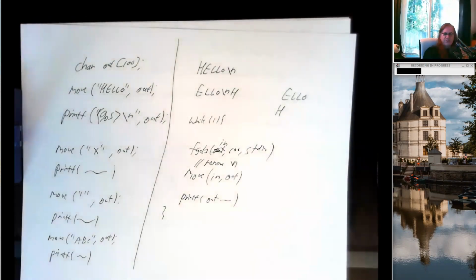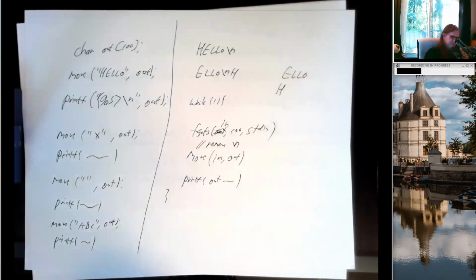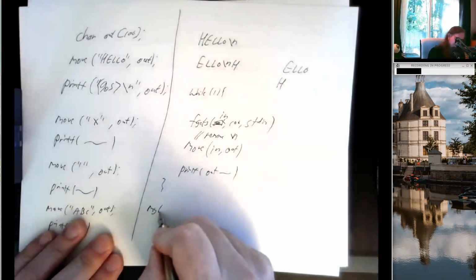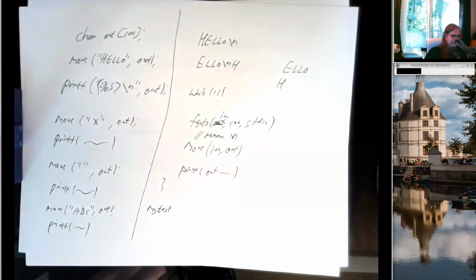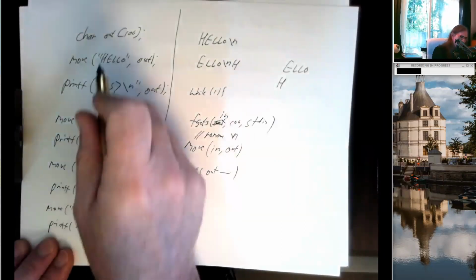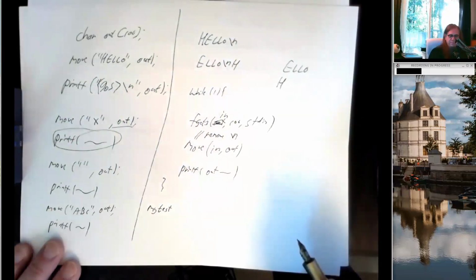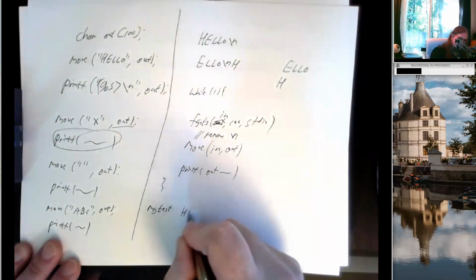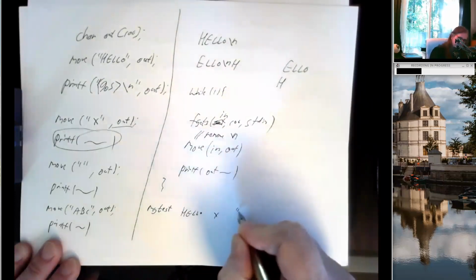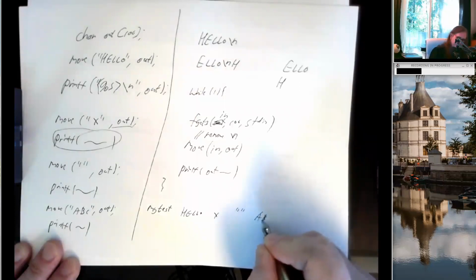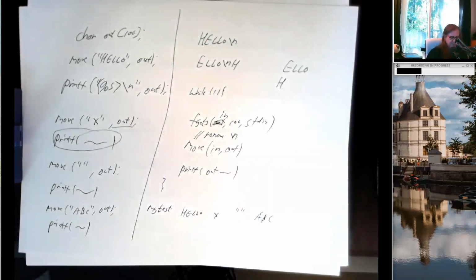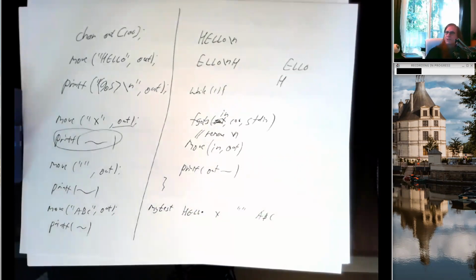Another option would be I could use the command line arguments. I could make a test program called my test, and I could have a loop that goes through each of my command line arguments in argv, and one by one passes them to my move function, saves the result in out, prints the value of out. And now I could say my test hello x quote quote ABC, and this program would run 4 tests with each of those strings and show me the result.